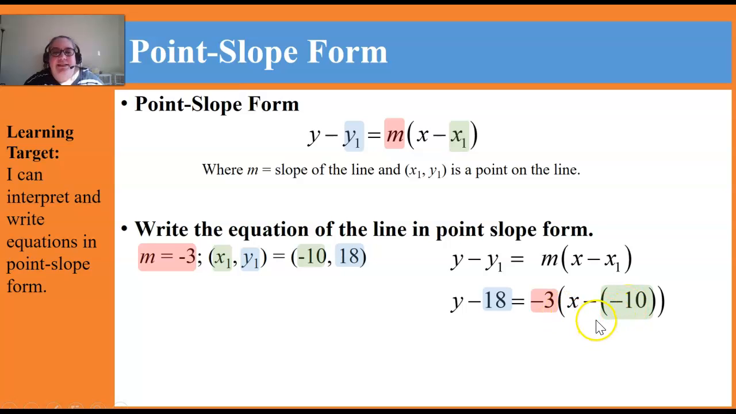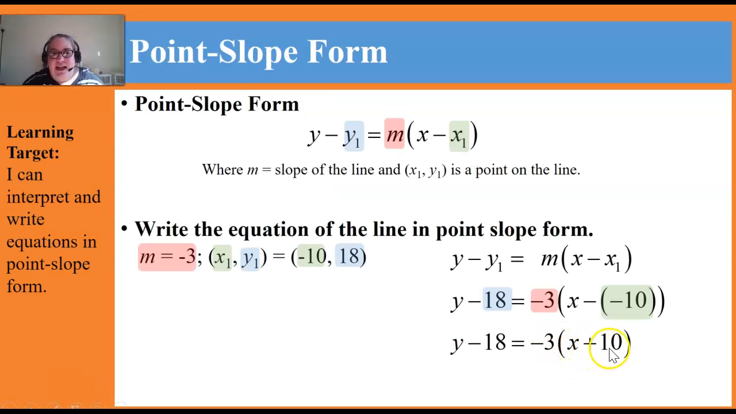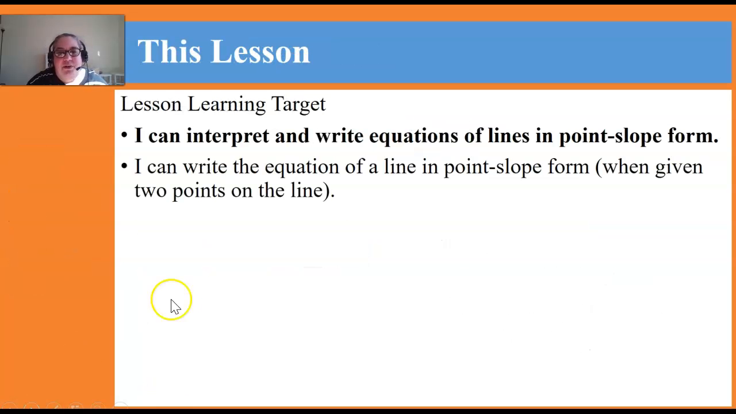Now, this is not how we would write a final answer. We're not going to write minus a negative. So all I'm going to do is change that minus a negative to addition. And this is your final answer. y minus 18 equals -3 times x plus 10. This fits our model. We don't distribute, you don't simplify. This is what point-slope form looks like. So that was your introduction into point-slope form, and you should have picked up on how to interpret and write equations of lines in point-slope form.